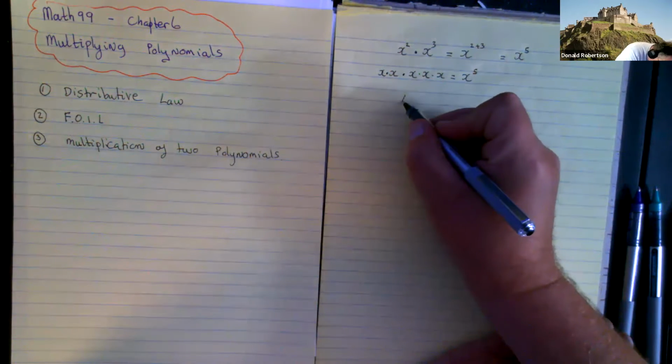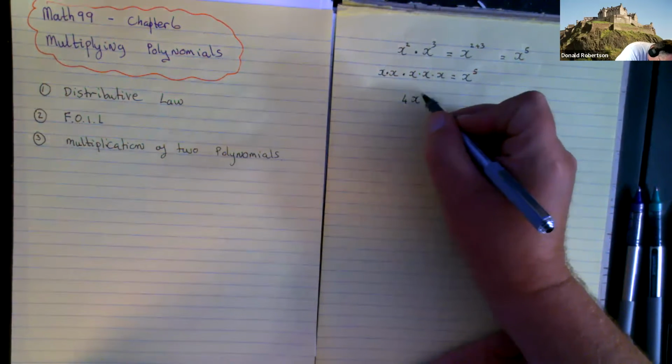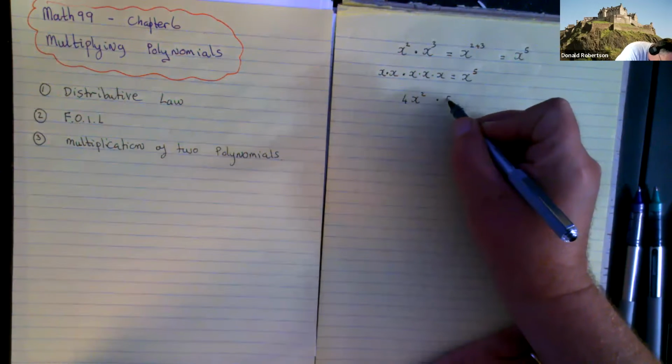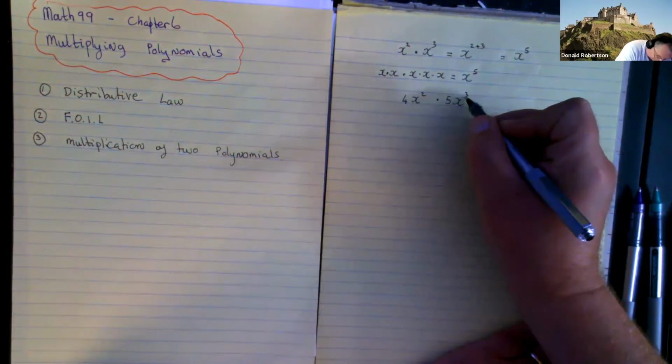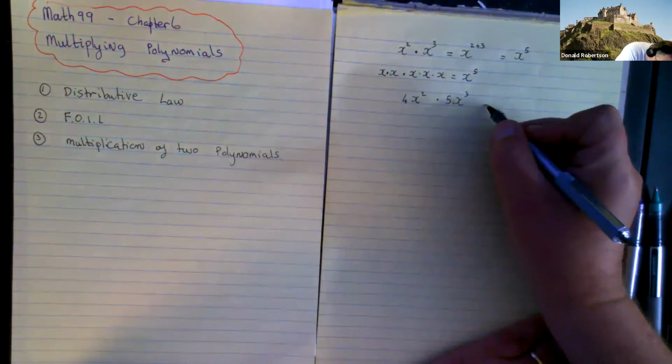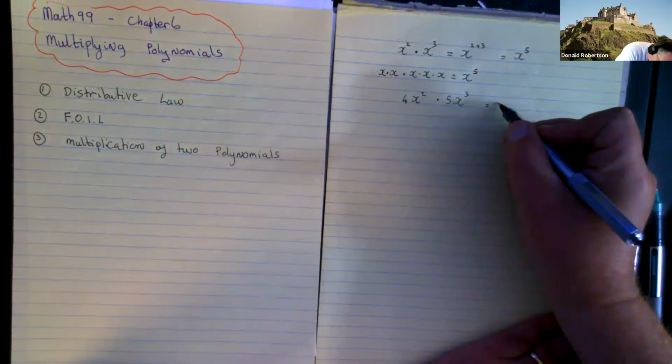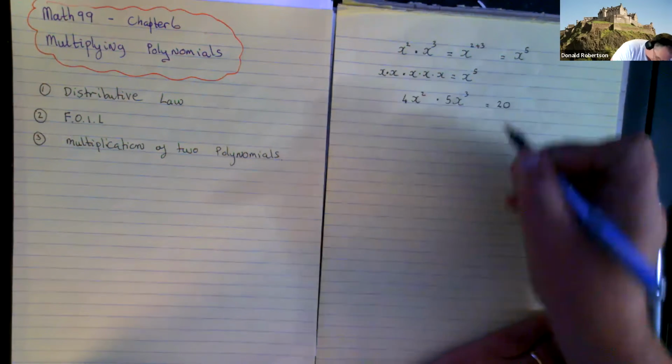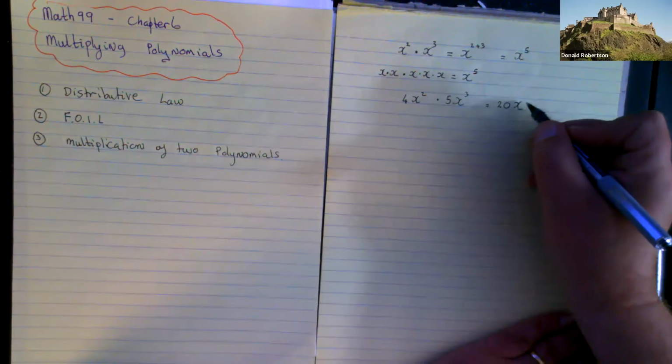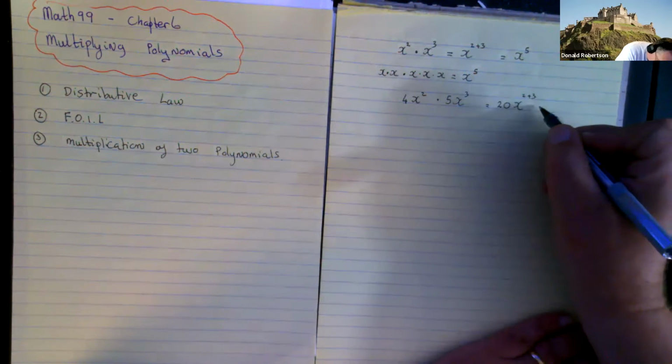Now, if you add numbers, so it's 4x squared times 5x cubed, as we have here, then what you do is you multiply the numbers together. So 4 times 5 gets you 20. And then you add the powers. And so the answer would be 20x to the power of 5.